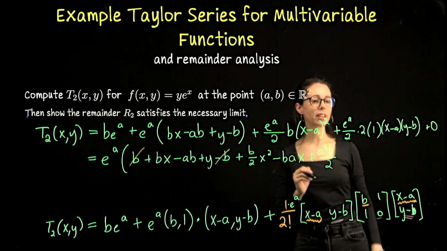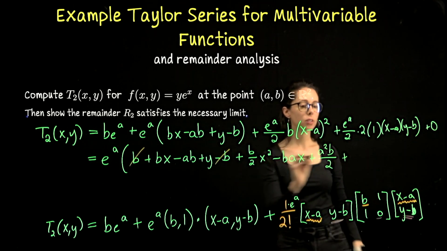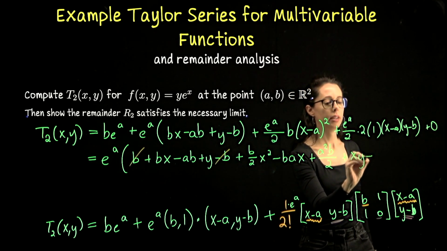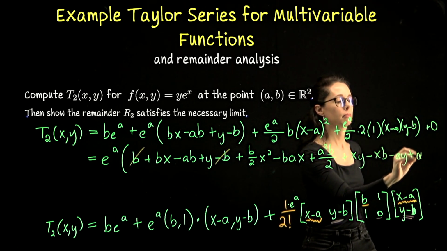All right, the 2's cancel here, that's great. e to the a, no, e to the a got factored. All of this is just 1. xy minus xb minus ay plus ab.